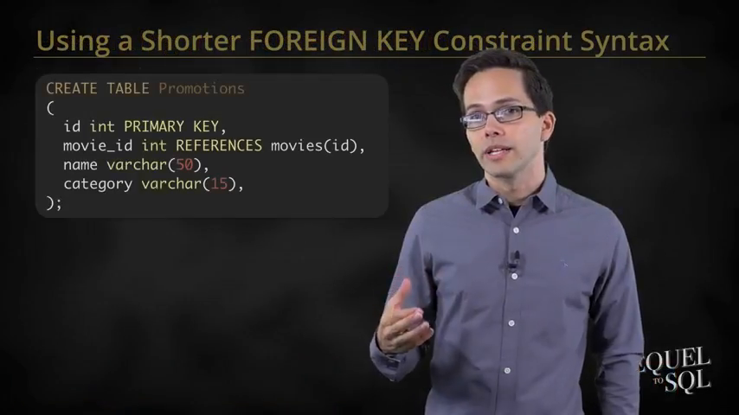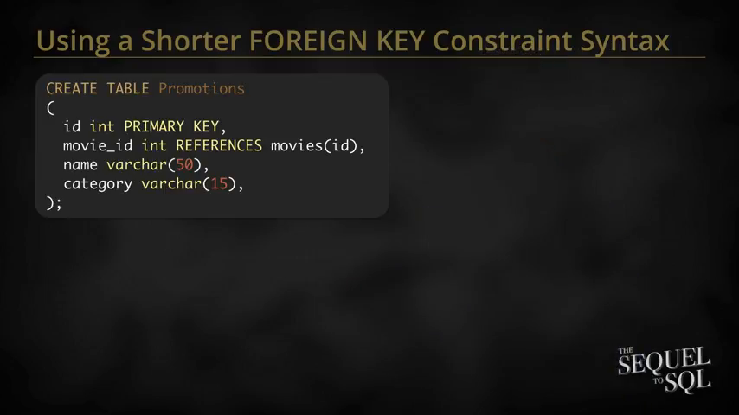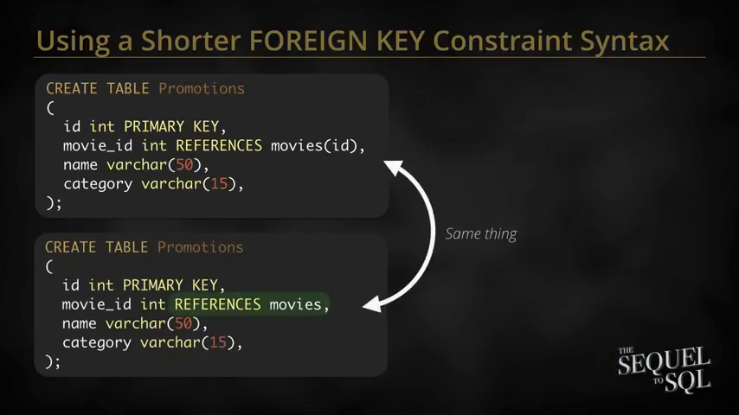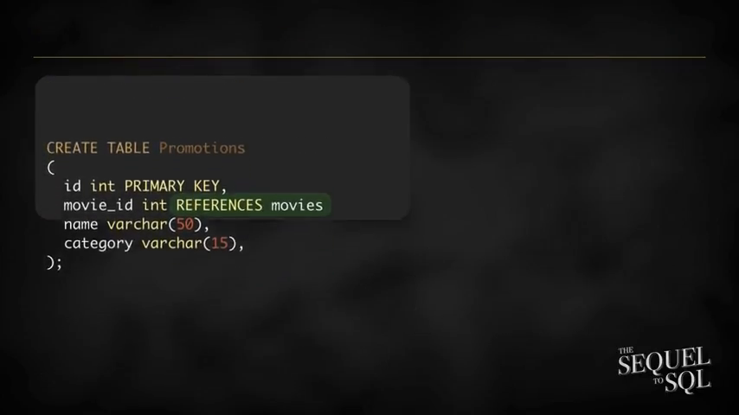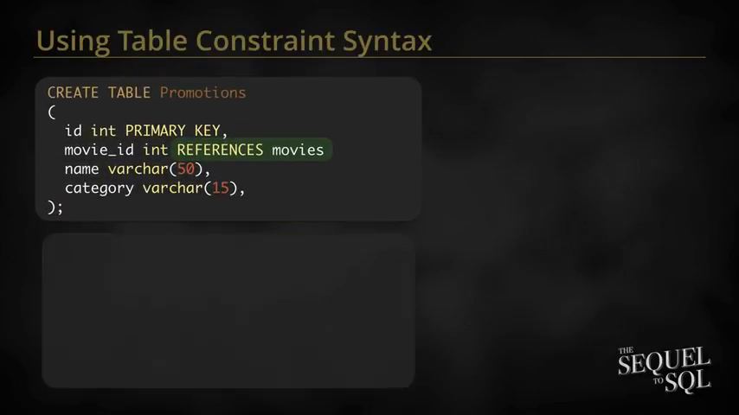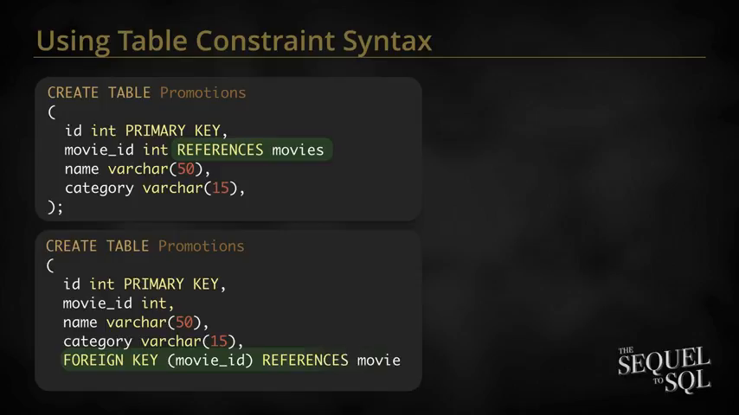There's a slightly shorter way to define a foreign key, and that is we don't have to specify the column. So here by default it's going to use the ID column as the foreign key. We can also create a foreign key constraint by using the table constraint syntax, like you see here.